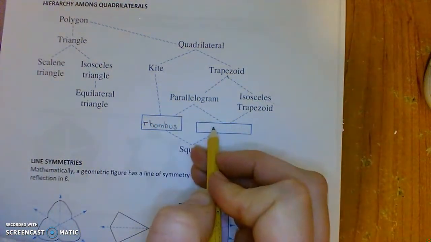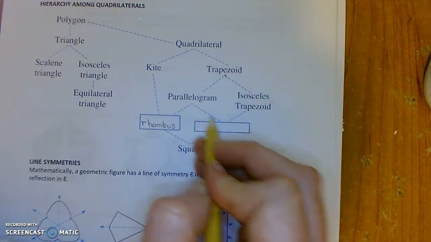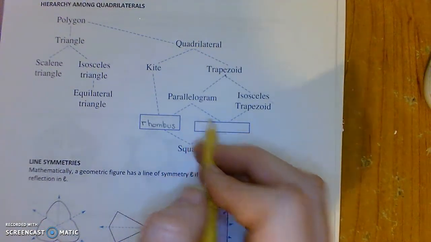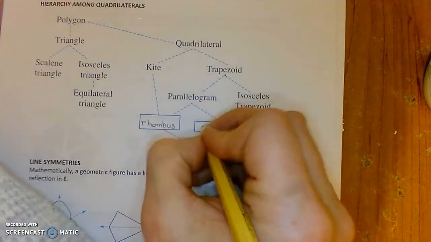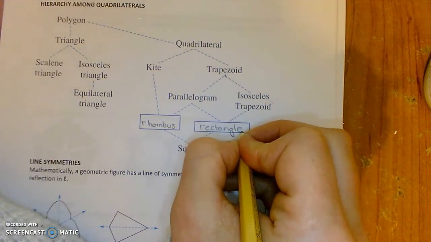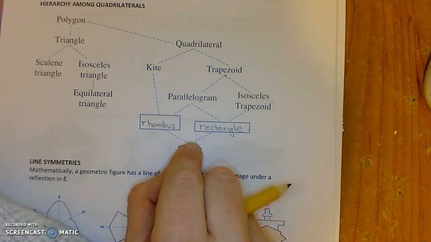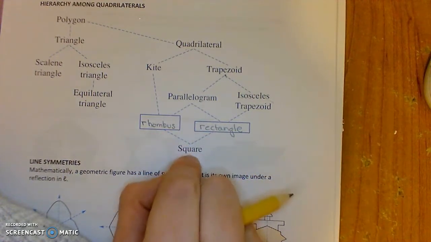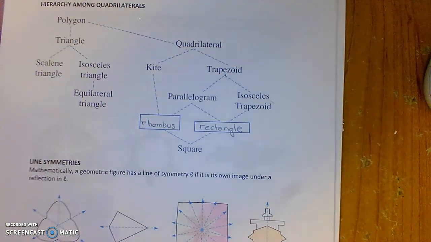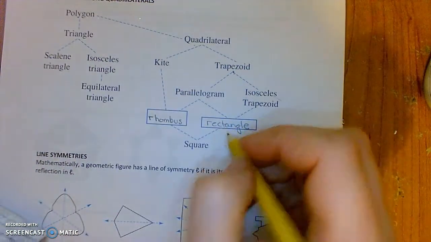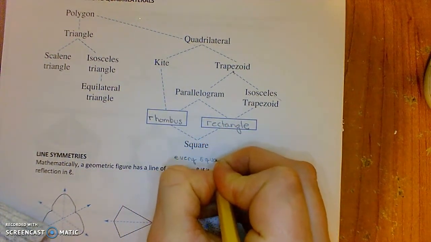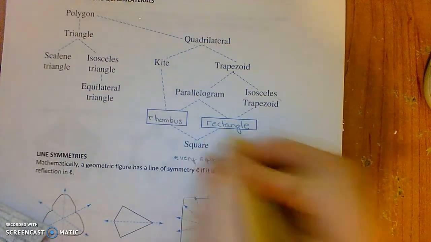Wonder what goes here. What type of quadrilateral is both a parallelogram and also an isosceles trapezoid? So it's like a parallelogram where the base angles are congruent. That would have to be a rectangle. And what special quadrilateral is both a rectangle and a rhombus? That would be a square. So this is your hierarchy amongst quadrilaterals. All right, so the thing to note here, every square is a rectangle.